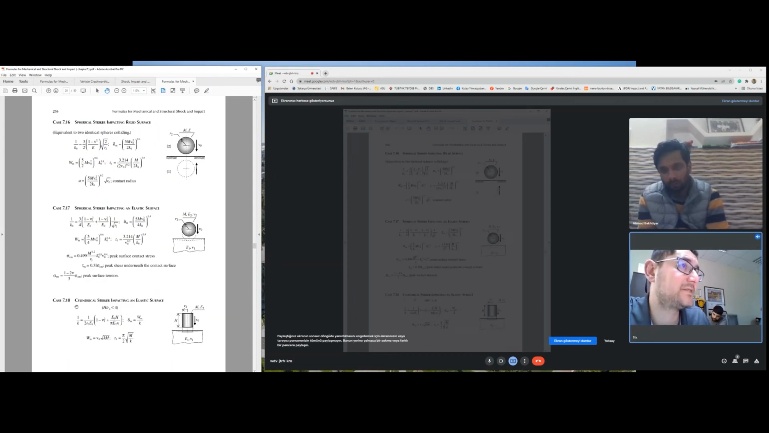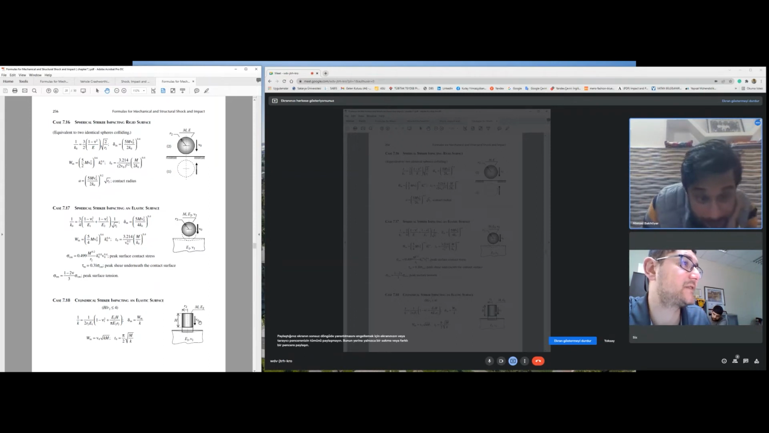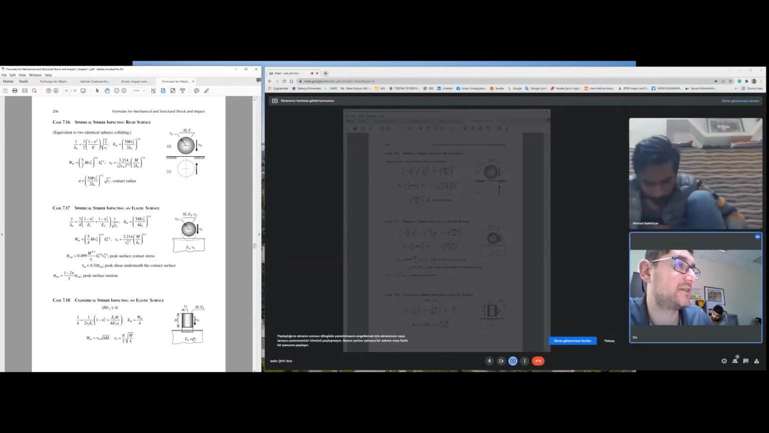For example, this one. You see, cylindrical striker impacting an elastic surface. Our roles are changed. Not elastic surface, okay, but cylindrical striker. Our crash box is this, and drop plate is this. You can think something like that, but this is a rigid one.